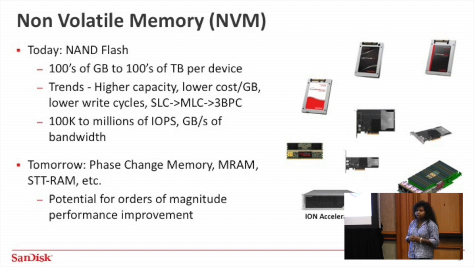Tomorrow or in the future, there are technologies that are being developed that are intended to follow and complement Flash, and there's a wide variety of these: phase change memories, memristors, resistive RAMs, and things like that. Those are expected to have another order of magnitude of performance, but they are still very much in development. And there are some things in the middle, which we'll talk about later in the talk, that are sort of bridging the gap between these two things.